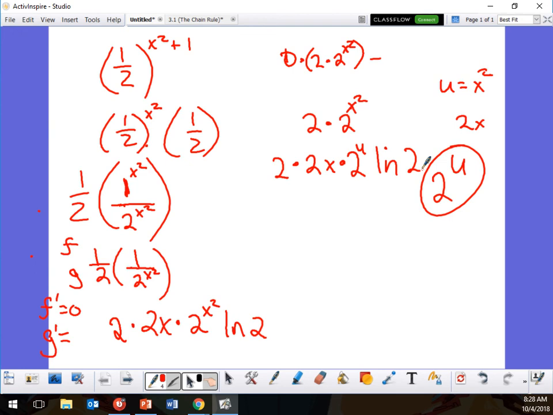So now let's put back my u, so it's not so confusing anymore, right? Remember we said u is this, right? Okay, so let's replace that. I'm going to do some multiplication anyway. So 2 times 2, and this is going to be 4x times 2 to the x squared ln of 2.